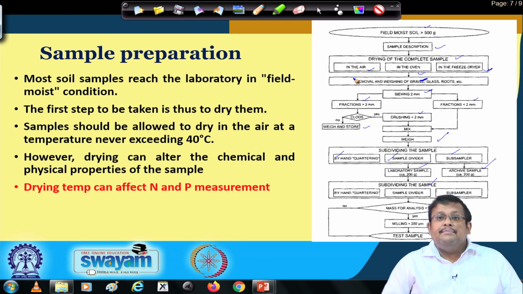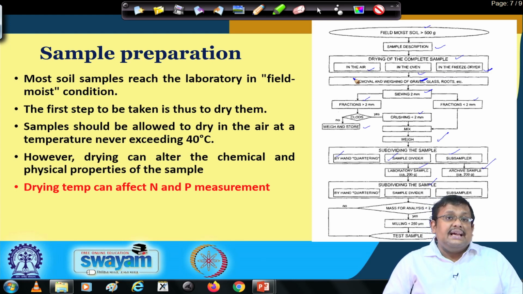If you increase the temperature, the soil organic matter will be oxidized. We do not want that. Or organic chemicals or organic molecules which are present in the soil can be oxidized if we increase the temperature. So, that is why we generally maintain the temperature of 40 degree centigrade.